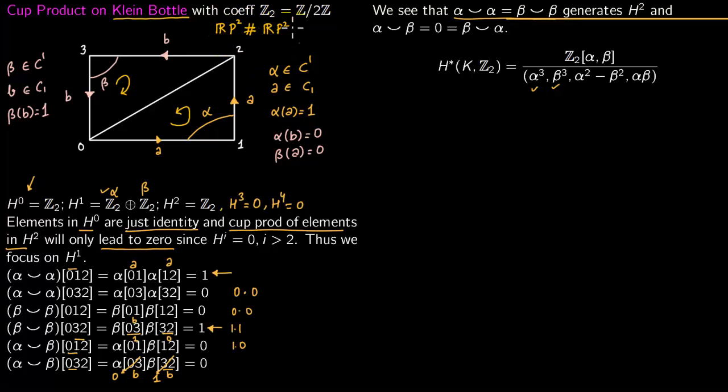So we have been able to compute cup product on Klein bottle using the connected sum of RP2 with RP2. We will have another version in which we use the standard form of Klein bottle. Rather than using this little trick, we will use the standard form and compute the cup product from there, which will require slightly more effort.